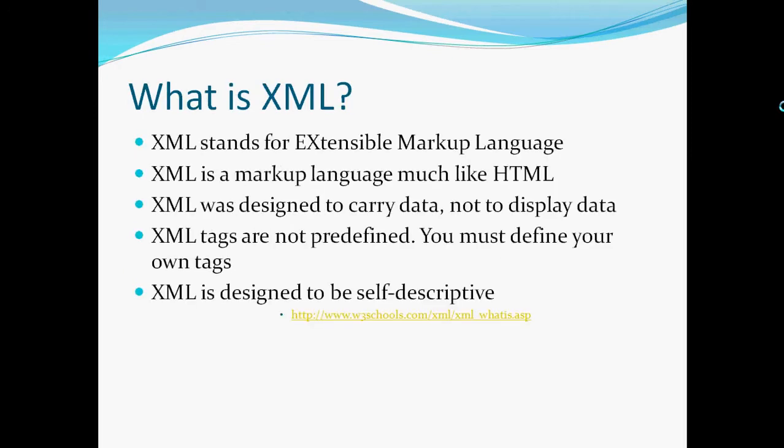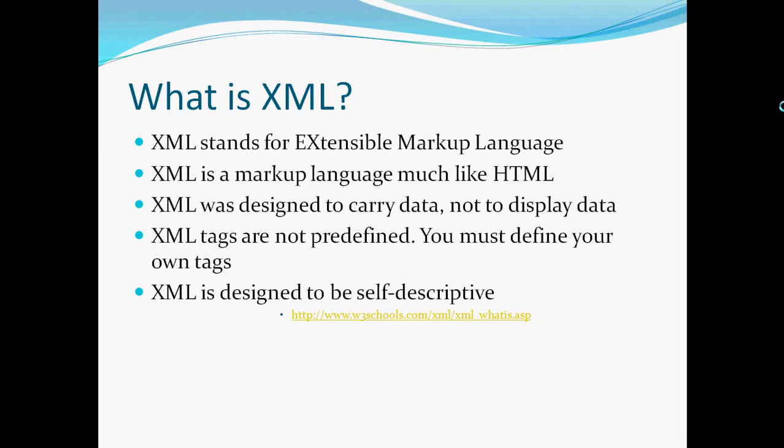Okay, so first, what is XML? XML stands for Extensible Markup Language. It's basically a markup language with tags like HTML. It was designed to carry data, not display it. So basically, it's a way to format data that you're transmitting or passing to a receiver. XML tags are not predefined. You must define your own tags. So that's the difference between XML and HTML. And XML is designed to be self-descriptive. This definition was taken from w3schools.com.